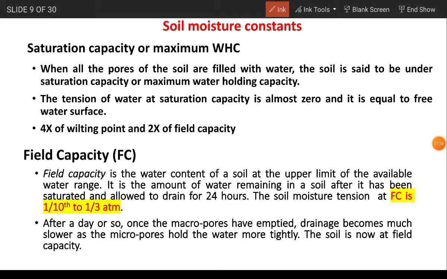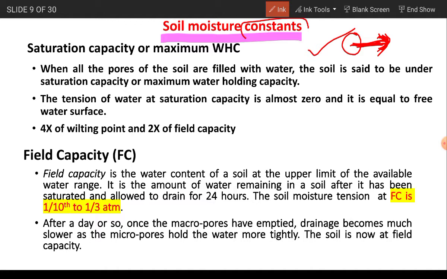Now comes the soil moisture constants. What are soil moisture constants? There are different soil moisture constants. At a particular tension, or at a particular potential, the water content will be the same. So it is called soil moisture constants.